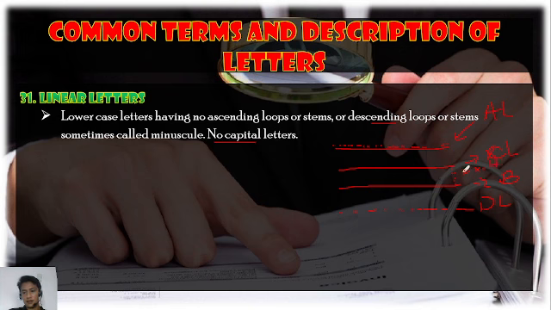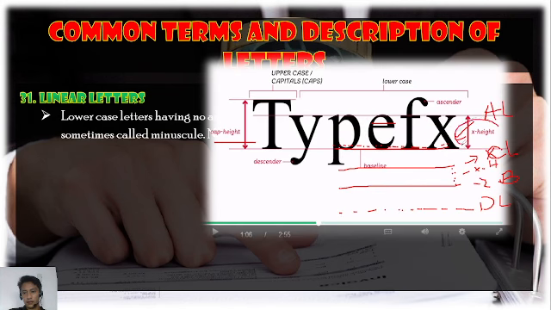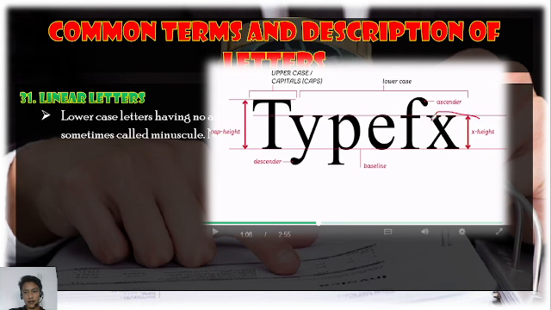So ang mga nandito lang po sa area na yan belongs to this. It doesn't have an upper loop, katulad ng letter F. It doesn't have a lower loop, katulad ng letter P and letter Y. So we call them linear letters, like letter E and letter X. We can call them lowercase linear letters. So yun po yung tinatawag natin na linear letters.